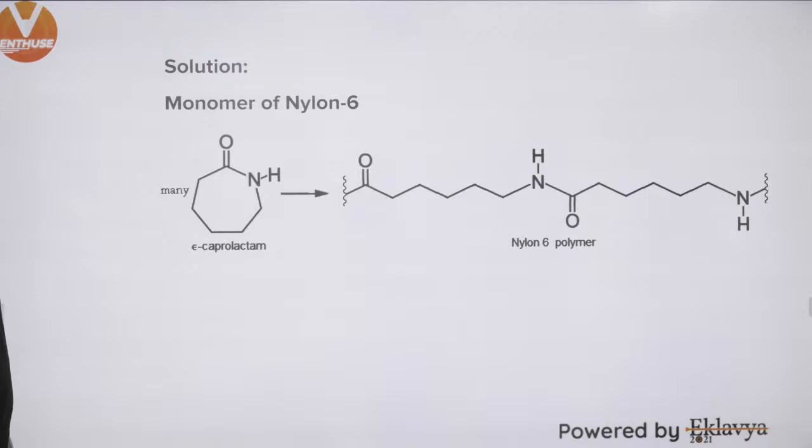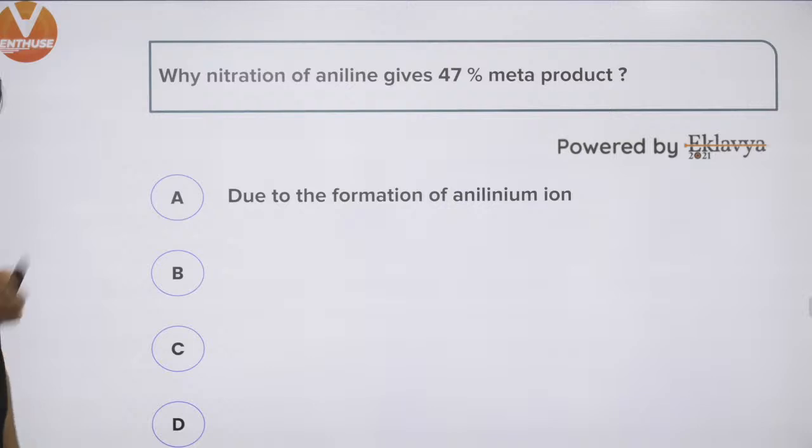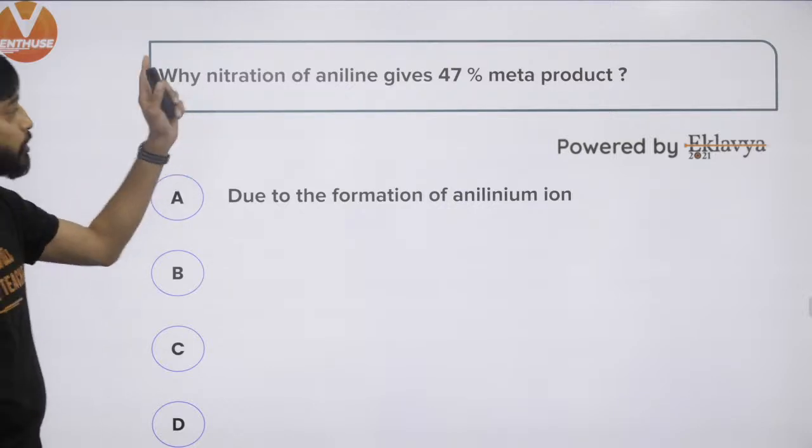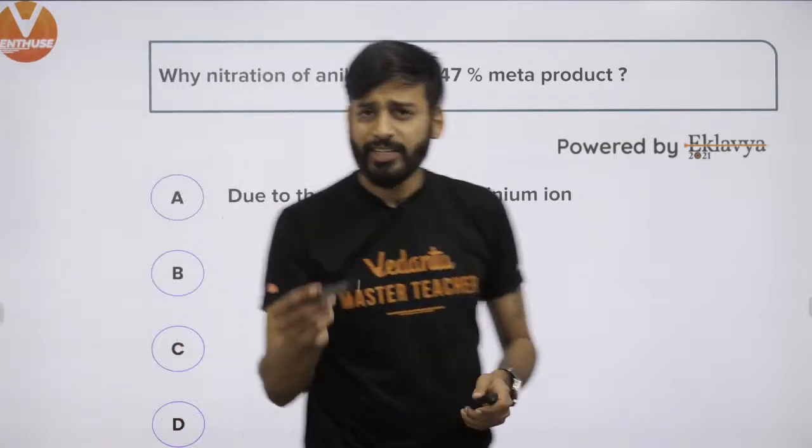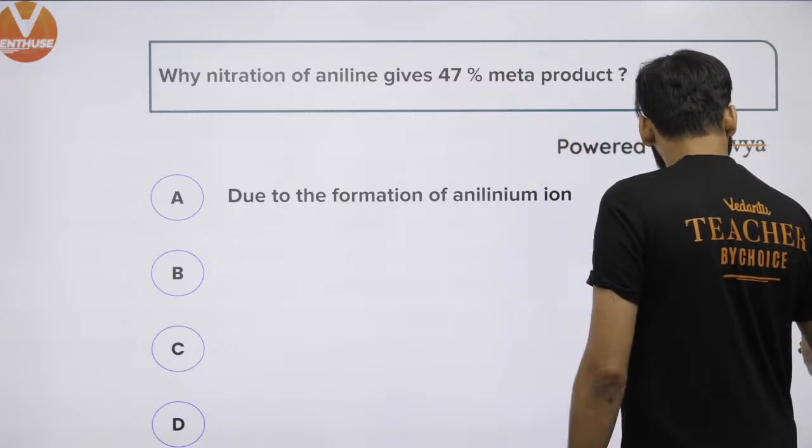Okay, chalo. So this was it, simple. Yes, this is called omega caprolactam, directly from NCERT. This is also a very simple question: why does nitration of aniline give meta product? Straightforward question. You guys know.